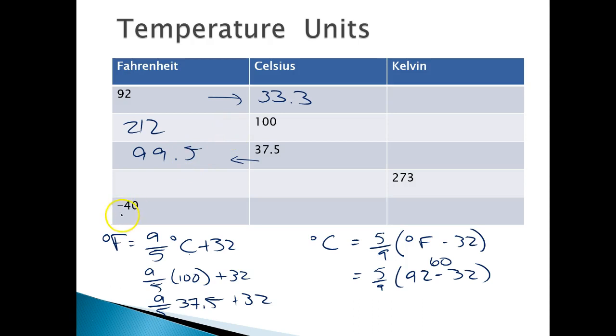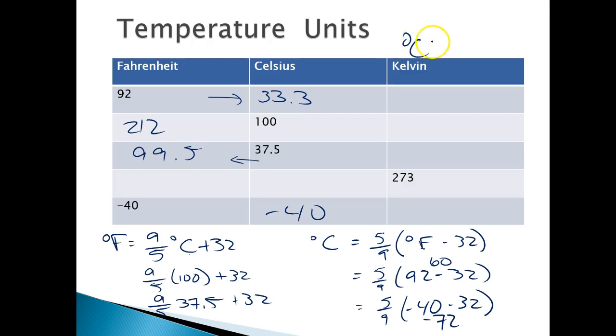Okay, and I'm going to do this negative 40 before I do the Kelvin one. Negative 40, I'm giving you Fahrenheit. That means I'm going to this equation. I'm giving you the Fahrenheit. So 5 over 9 times negative 40 minus 32. Okay, again, do the parentheses first. Negative 72 times 5 divided by 9 is negative 40. This is where the two temperature scales intersect, is at negative 40. They both have the same value. Okay? All right, let's do this, the Kelvin ones.